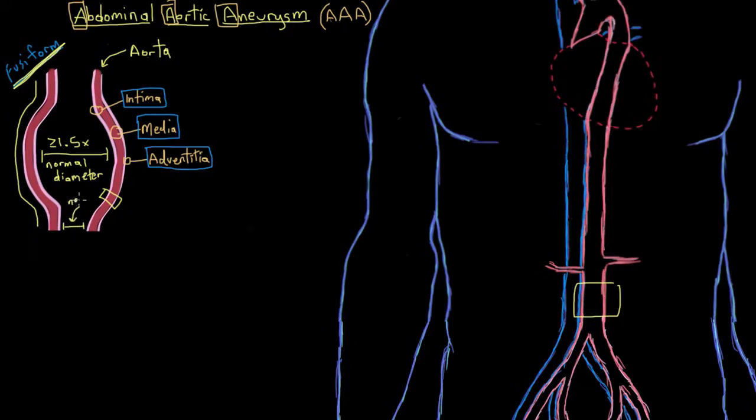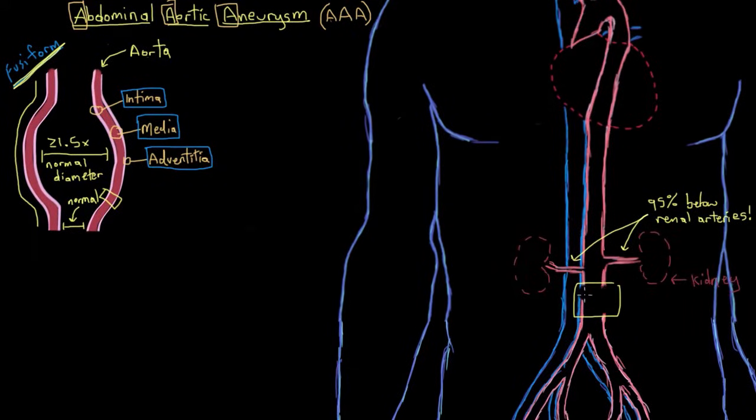So do they happen in a particular place in the abdominal aorta? Well, yeah, they do. AAAs most commonly occur below the renal arteries that supply the kidneys. And about 95% happen there, and we'll touch on why that is in a little bit. But first, let me tell you why we really don't want AAAs to occur in our aortae.